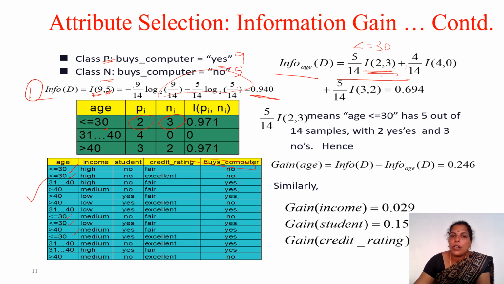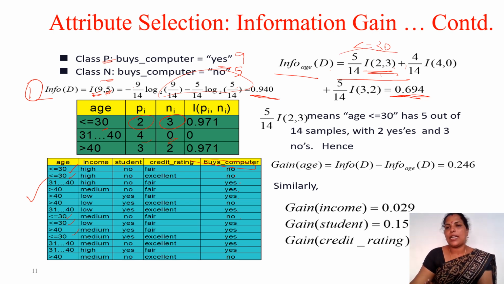Then for 31 to 40, how many positive cases are there? 4, and 0 negative cases. Then you have to find I of 4, 0 also. So here you write 4 by 14 I of 4, 0, plus the greater than 40 case. Totally we have 3 positive as well as 2 negative. So 5 by 14 into I of 3, 2 you have to find. If you find this value, you get 0.694. Okay, so I think now it is clear.